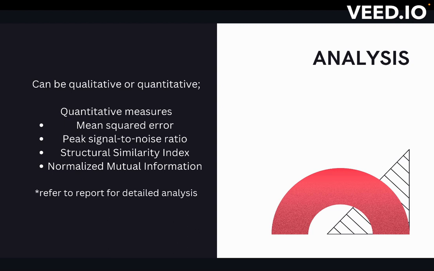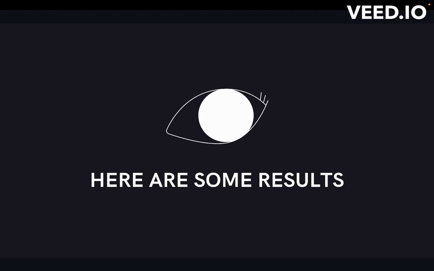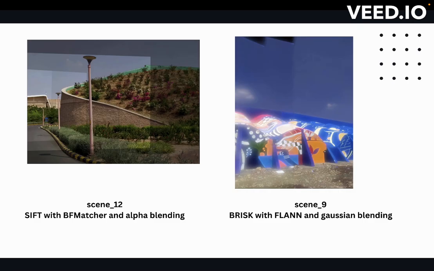Now let us look at the studies and analysis conducted over the period of this project. Results can be depicted quantitatively and qualitatively. We have reported the quantitative results in the report using popular image quality metrics such as MSE, PSNR, SSIM, and NMI. Now we will proceed with the qualitative results. We will look at the results of this technique applied over a vast perspective of images.